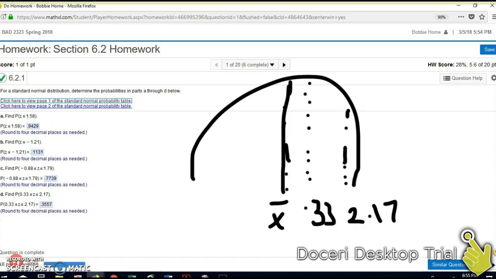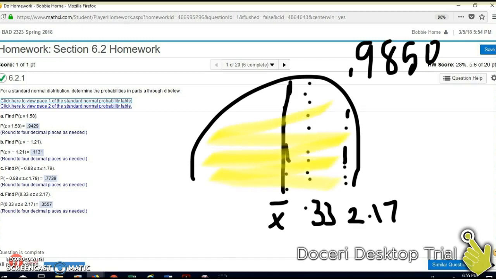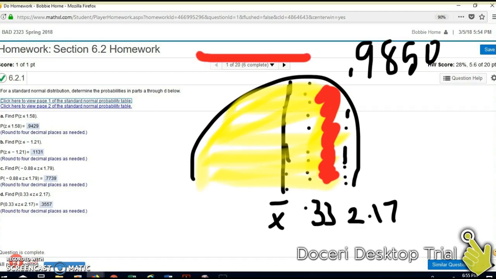So if I go look up the probability associated with the z-value of 2.17, I get 0.9850. But remember, that is the probability from here back. Okay? So that would be a good number, except I only want from here to here, right? So I've got to figure out how to get rid of from here back.